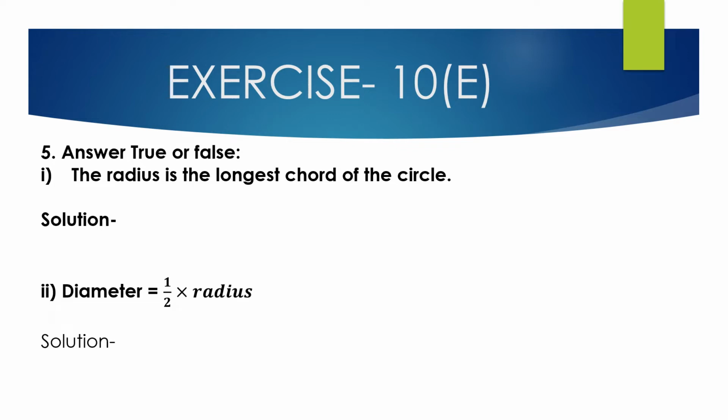Now question number 5, answer true or false. The radius is the longest chord of the circle. This is false. We know diameter is the longest chord of the circle. So it is false. Second bit, diameter is equal to half of radius. This is also false because diameter is twice the radius, 2 times the radius. So this is also false.